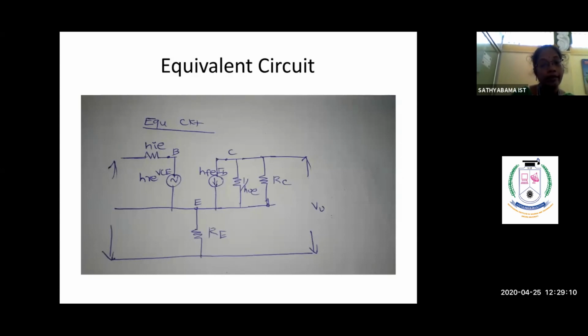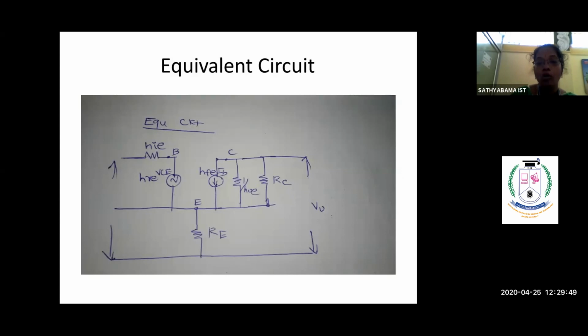How will you calculate the value of ZI? ZI is the variation of input voltage and input current. By neglecting HRE using the approximate model, VI is simply IB HIE plus IE-RE. Why? Because the base terminal HIE is connected to the emitter resistance RE, and the emitter bypass resistance is common for both the input side and output side. So the VI equation can be written as IB HIE plus IE-RE, and your input current is simply IB. Using that equation, we can remove the values of the currents IC and IE.